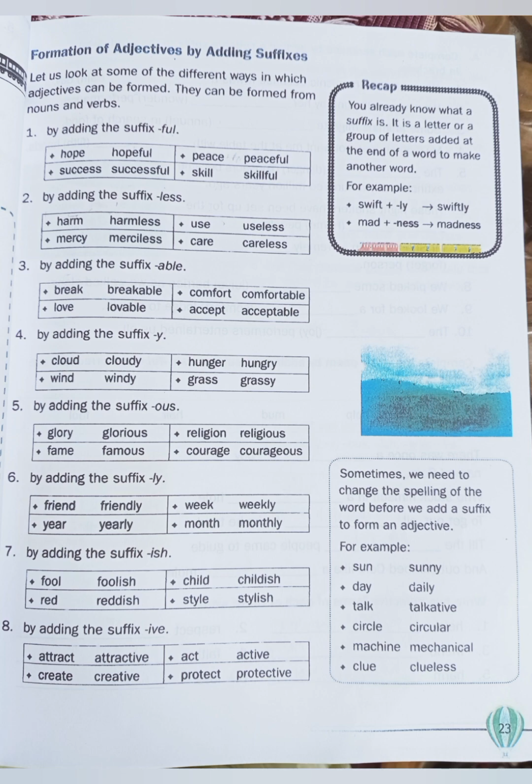Accept, acceptable. 4. By adding the suffix y. Cloud, cloudy. Hunger, hungry. Wind, windy. Grass, grassy. 5. By adding the suffix ous. Glory, glorious. Fame, famous. Religion, religious. Courage, courageous.